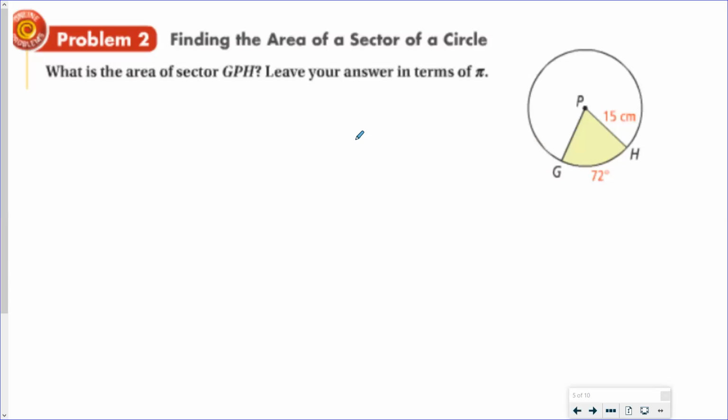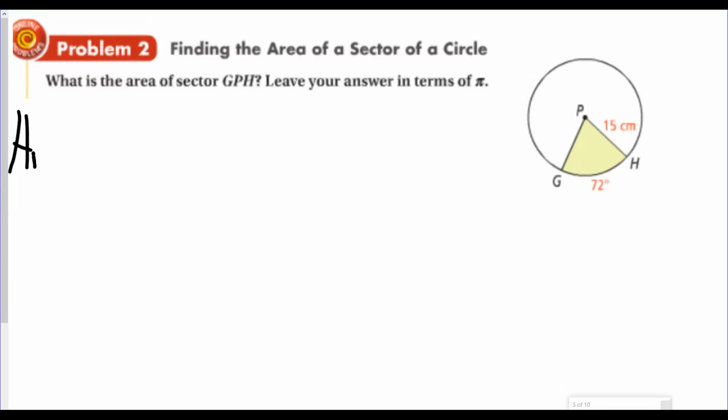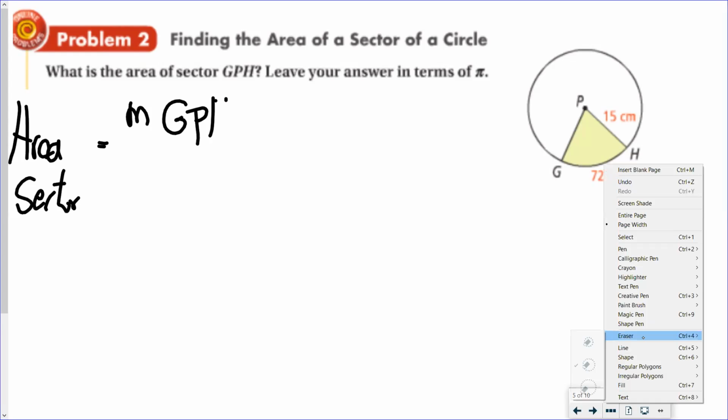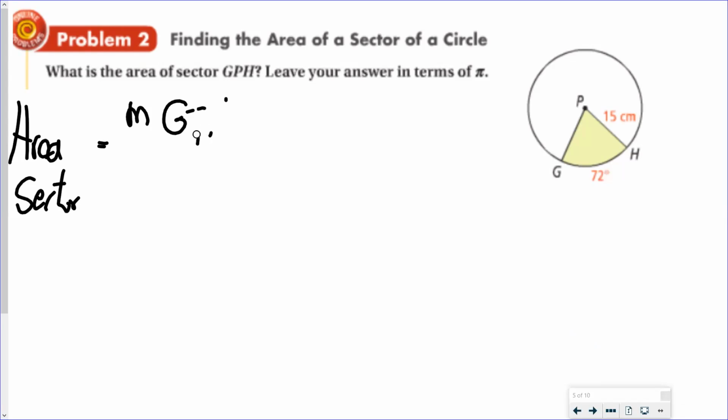Let's have this example here. What is the area of sector JPH? Leave your answer in terms of pi. So here I need to find the area of a sector. So I need the measure of an arc JH over 360 times the area of this circle.